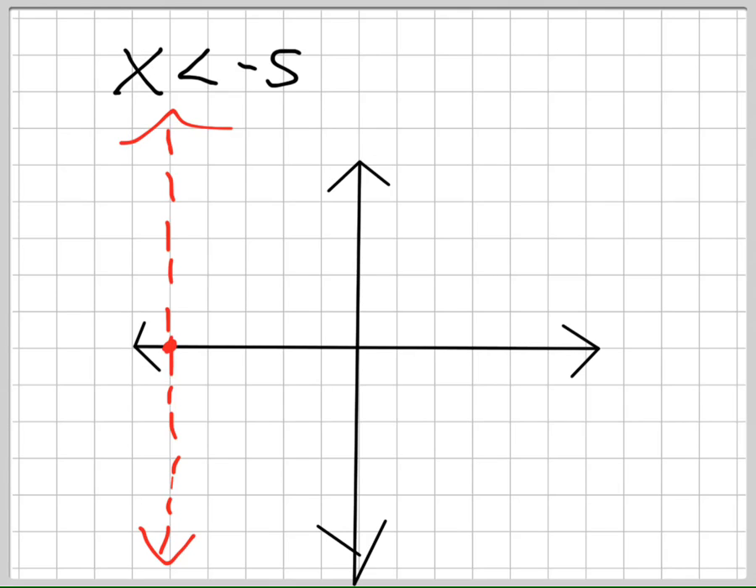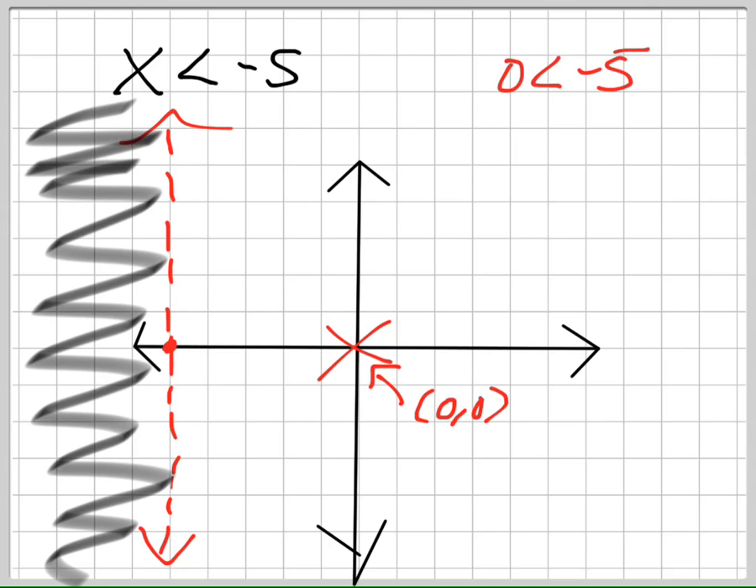And then we have to figure out, are all the solutions on the left side or on the right side? And we can just pick (0, 0) again if we want. You can pick any point. That says that 0 is less than -5, which is false. So you don't want to shade over (0, 0). You need to shade on the other side of your boundary line. So it's going to look like that. Because that makes sense, right? If you plugged in -6, -7, -8, all of those for x, it would be true.